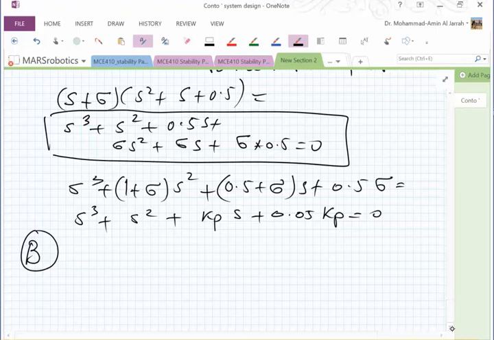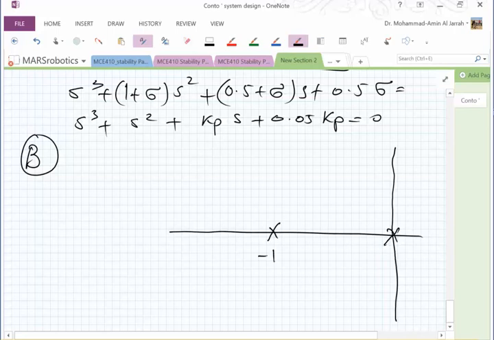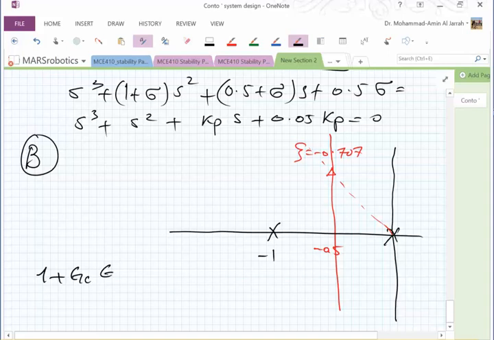So I go back to the root locus. This is my system pole, and this is my second system pole, which is at -1. My desired poles, my desired performance, should be here. This is -0.5, crossed with zeta equal 0.707. Again, I don't want to alter the root locus structure. So my controller should be of the following form: 1 plus GC times G equals 0.